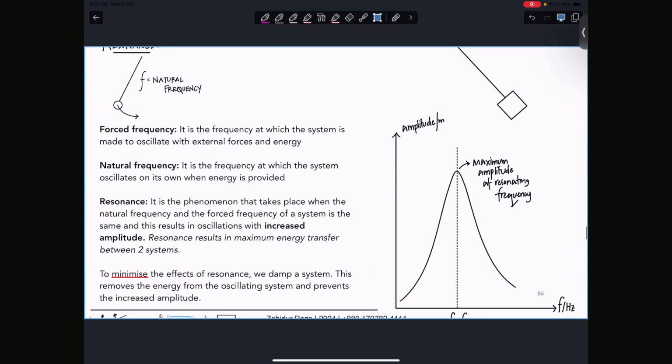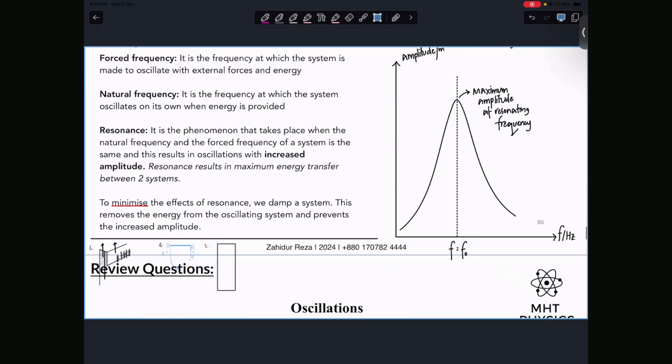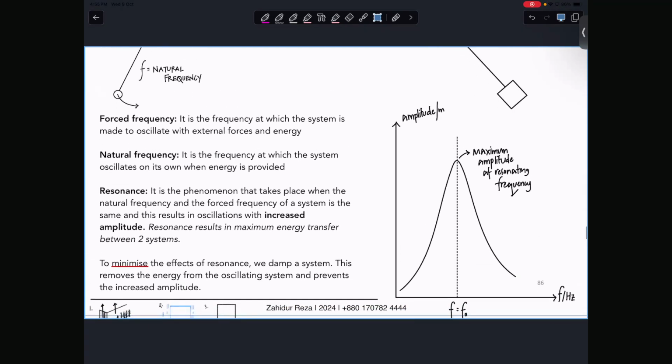Okay, and notes for resonance. It will be done. It will be finished soon, okay? So resonance, page number 86. There's a graph and these three definitions.